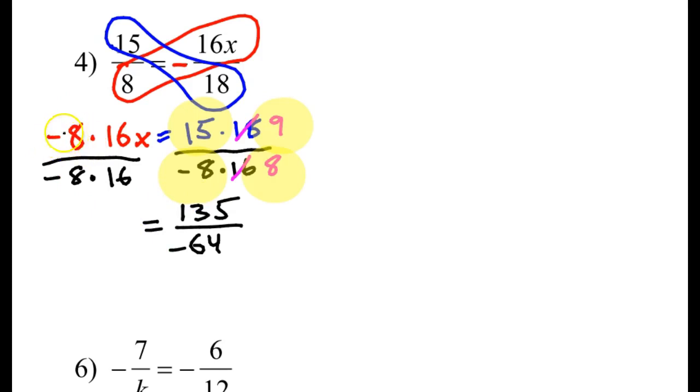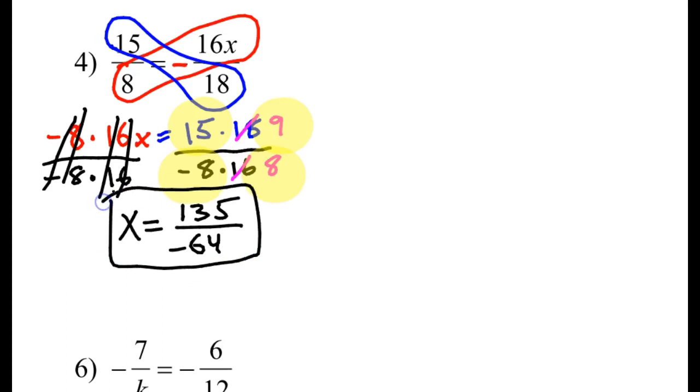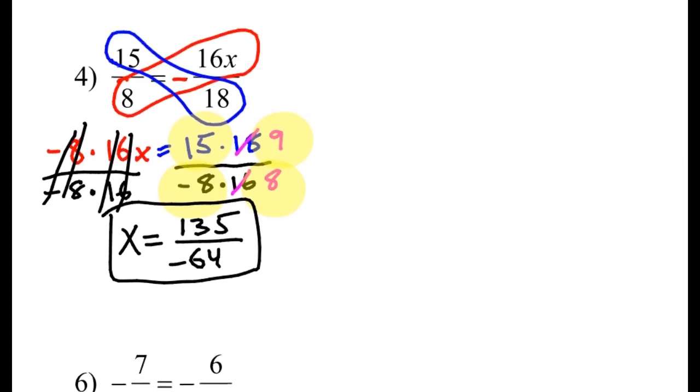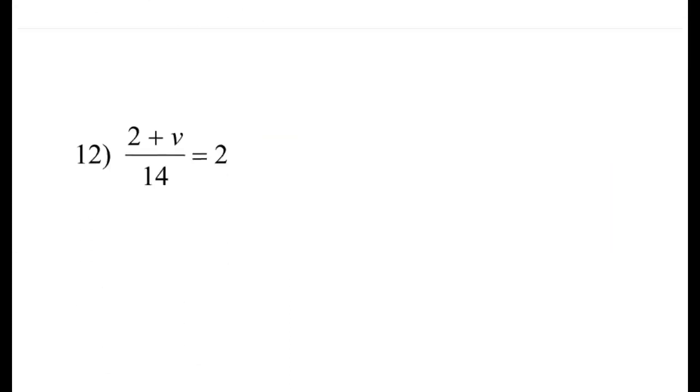And again, on the left-hand side, these cancel out just like normal. The negative 8 over negative 8, 16 over 16. So we get x equals. If anything, this is a good review in reducing fractions, factorization, things like that. Okay, so let's flip it over to the back.